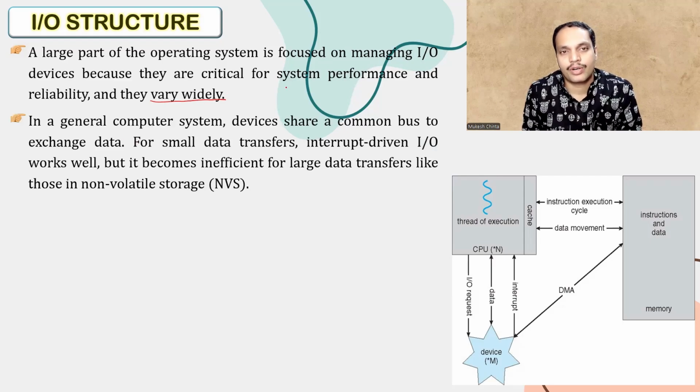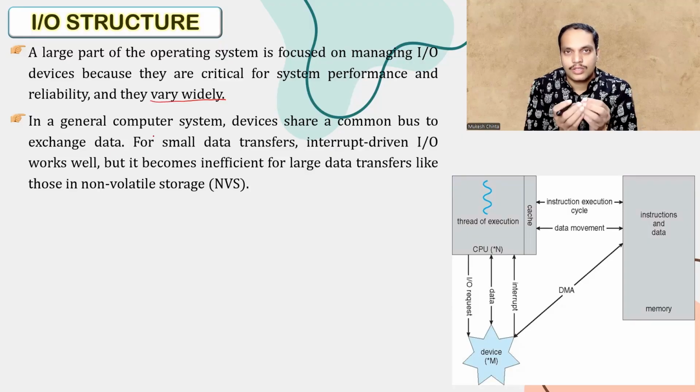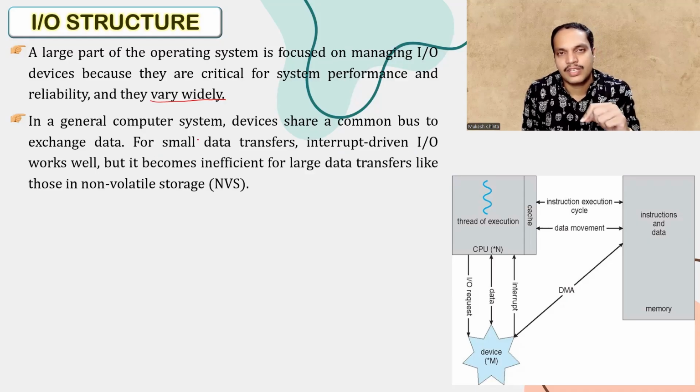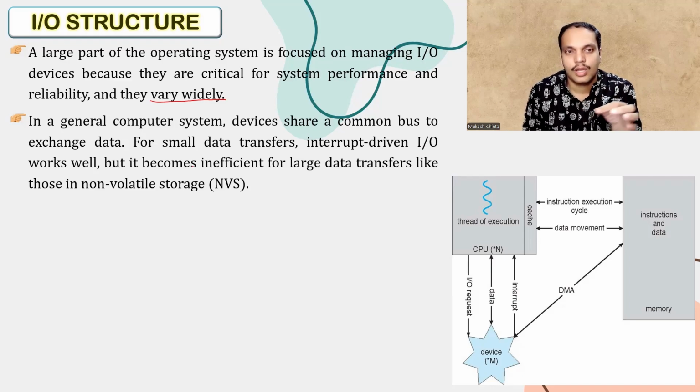So in a general computer system, devices share a common bus to exchange data. Intak manam chubincham kada. So there are a lot of hardware devices and all of them are connected via the shared bus, and this bus also gives them a common access to the memory. So for small data transfers, interrupt driven IO works well. ఇందాక మనం అనుకున్నట్టుగా డివైస్ కంట్రోలర్ కనుక డేటా మూవ్ చేయదలుచుకుంటే ఇంటరప్ట్ రైజ్ చేస్తుంది. ఇంటరప్ట్ రైజ్ చేసినప్పుడు CPU చేస్తున్న పని ఆపి ఆ ఇంటరప్ట్ ని హ్యాండిల్ చేసి ఓకే చేస్తుంది. But it becomes inefficient for large data transfers like those in the non-volatile storage.